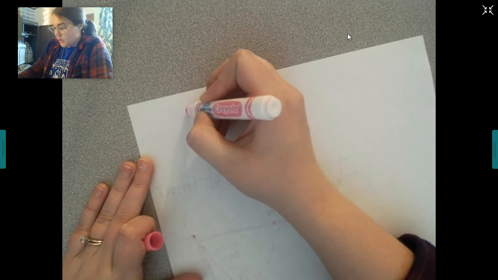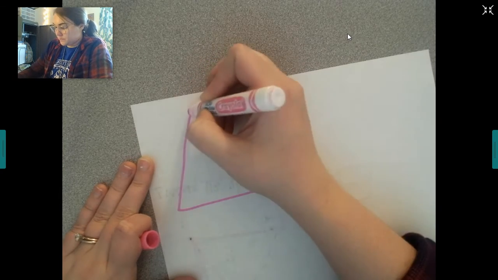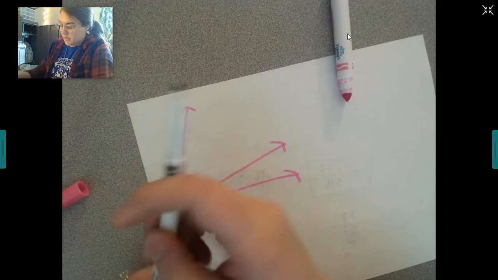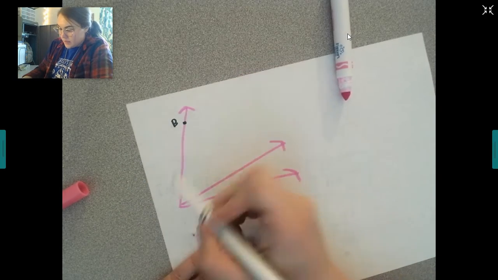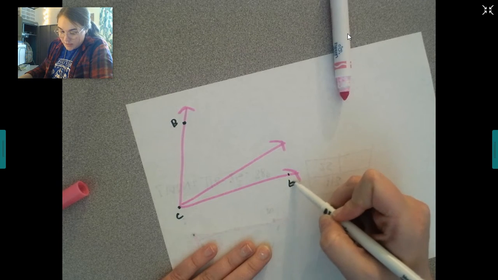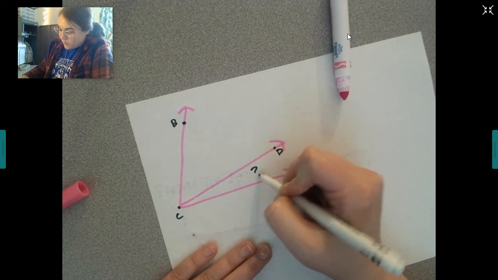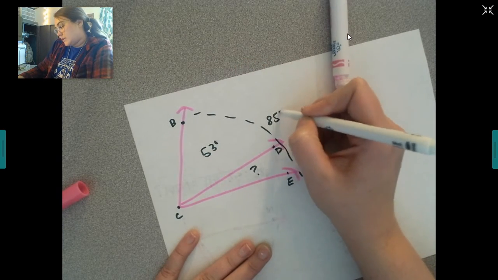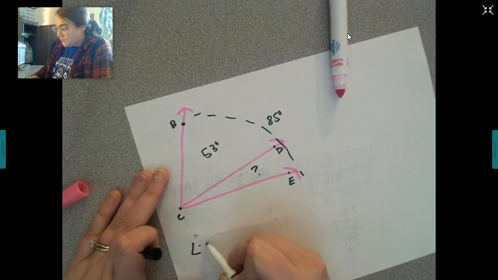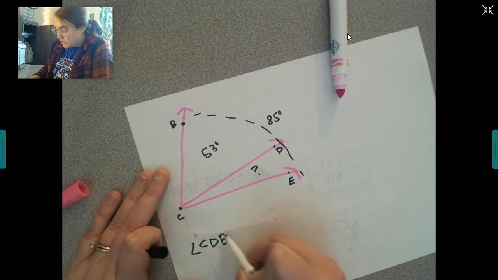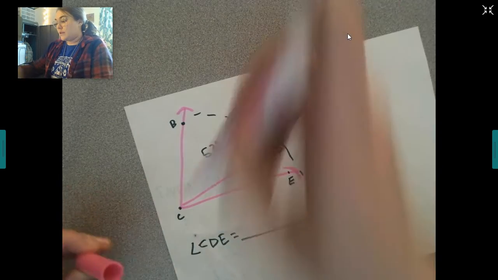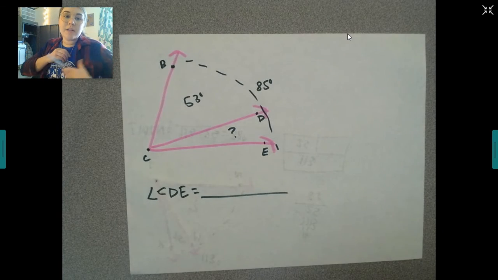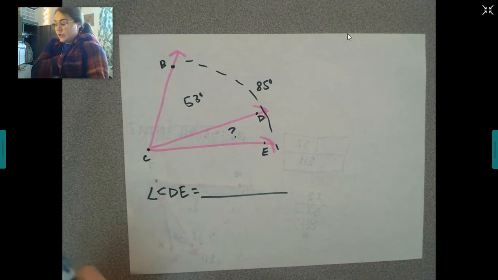Okay, let's do this one. On your paper, I want you to draw this one. So this is B, this is C, this is E, and this is D. This angle, we don't know, but we do know this is 53 degrees, and the big kahuna is 85 degrees. So I want you to find the measure of angle CDE. I also want you to write the equation for that angle. So you are trying to find this little tiny angle right here. So go ahead, pause the video, and figure out the answer to that, and then we'll check your answer.